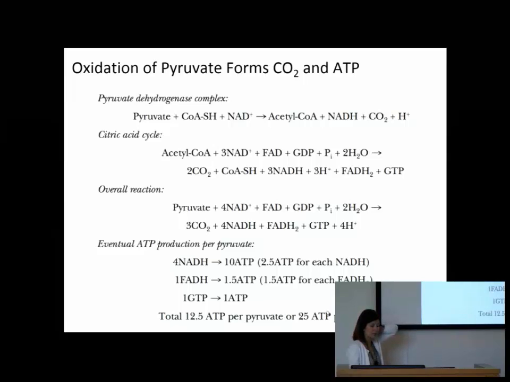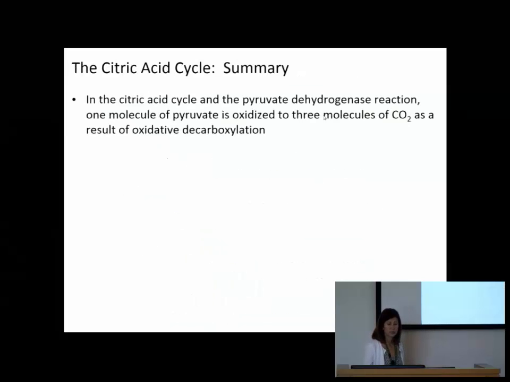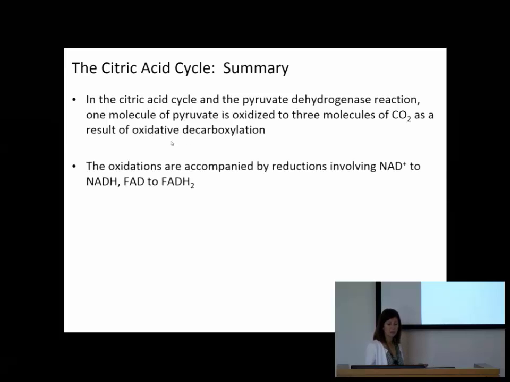So overall, we get a lot. Yeah, that's a lot. But that's with turning those in. So again, we're using the citric acid cycle and the pre-citric acid cycle, which is the pyruvate dehydrogenase complex reactions. 1 pyruvate, 3 carbon dioxides, and it's oxidative decarboxylation steps where you lose carbon dioxide. You lose these 3 carbons through steps called oxidative decarboxylations. Those oxidations are accompanied by reductions, right? So we get NADH and FADH2, and we get a GTP.